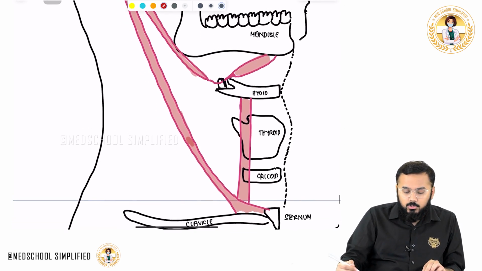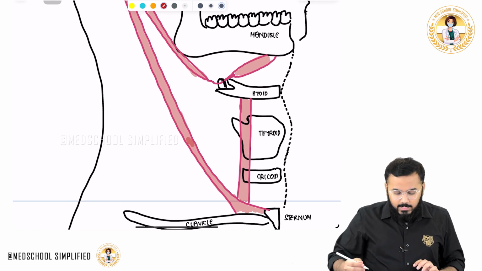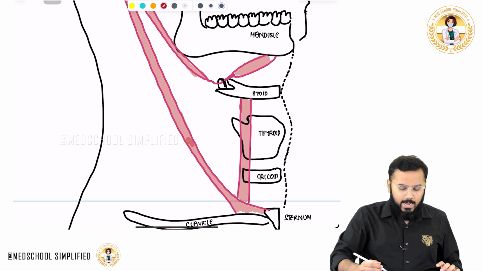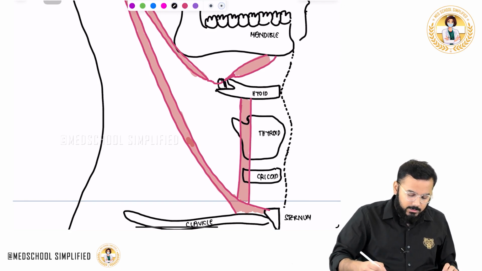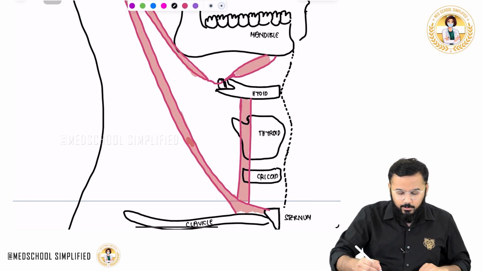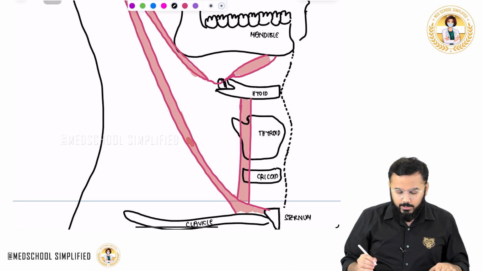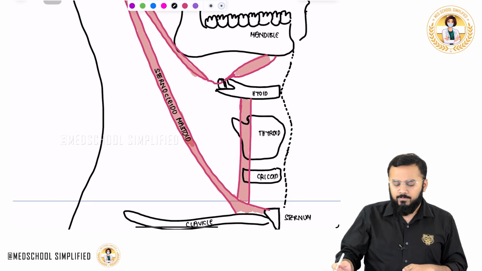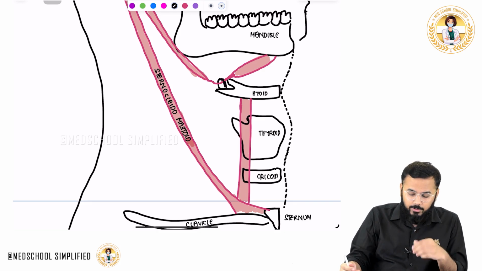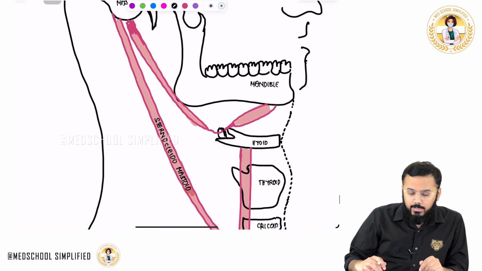Now let me first write down the names of the muscles and then let us discuss the triangles over here. What did I tell you? I told you that this particular muscle is called your sternocleidomastoid muscle. Now after this sternocleidomastoid muscle, you have got another muscle beneath the mandible.